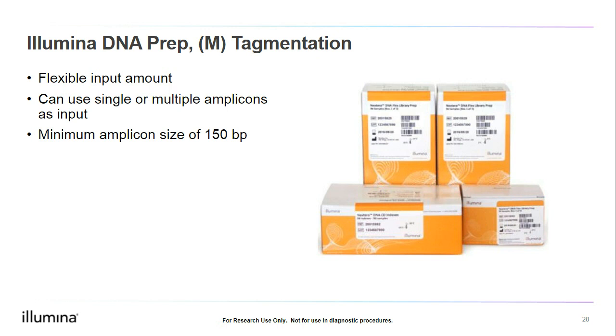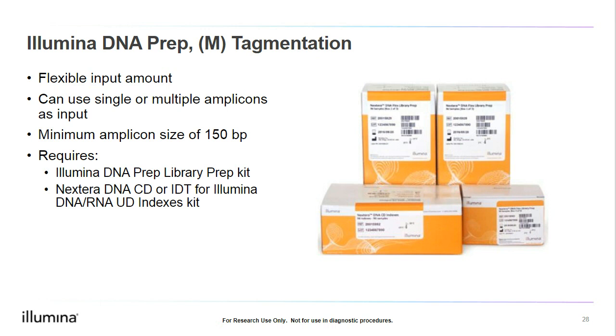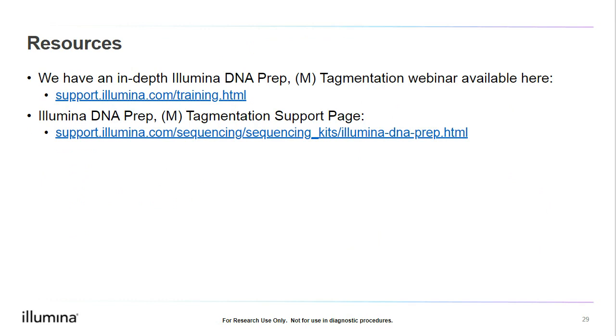Library preparation requires the Illumina DNA prep library preparation kit and the Nextera DNA combinatorial dual, or CD, index kit, or the IDT for Illumina DNA/RNA UD index kit. And we can pool up to 384 uniquely indexed libraries with the IDT for Illumina DNA/RNA UD indexes for sequencing. We also have a recorded webinar with useful information for the Illumina DNA prep workflow. The support page linked here includes protocol information and frequently asked questions.